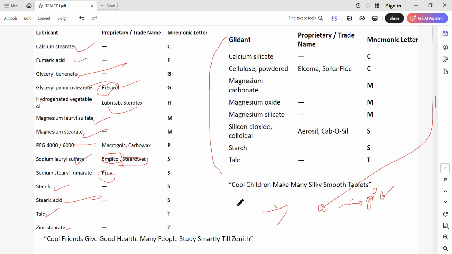Here is a mnemonic: Cool children make silly smooth tablet. Cool is for calcium silicate, children for calcium cellulose powder, make for magnesium carbonate, then magnesium oxide, then magnesium silicate, smooth for silicon dioxide, then tablet for talc.